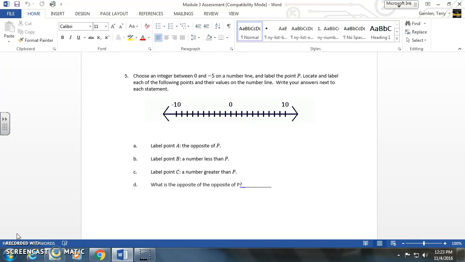B. Label point B, a number less than P. C. Label point C, a number greater than P. And D. What is the opposite of the opposite of P?